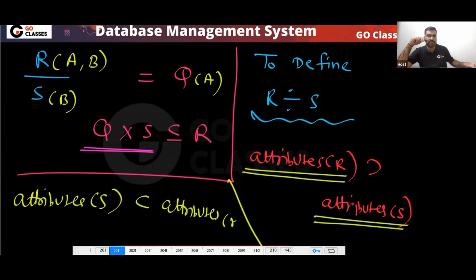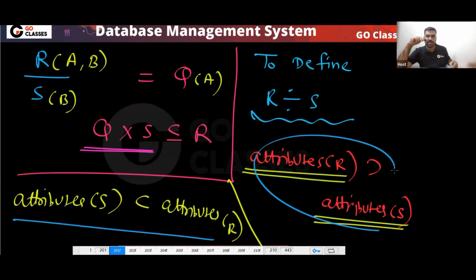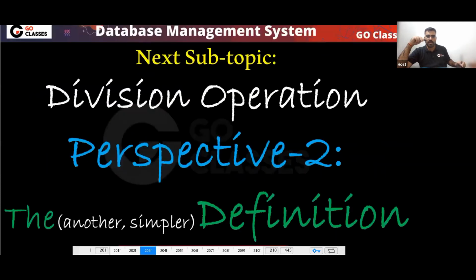Both are the same thing. Okay, is this clear? Both are the same. This and this, both are the same. There is no difference. Okay, let's move on. So the division operation, the perspective number 2.